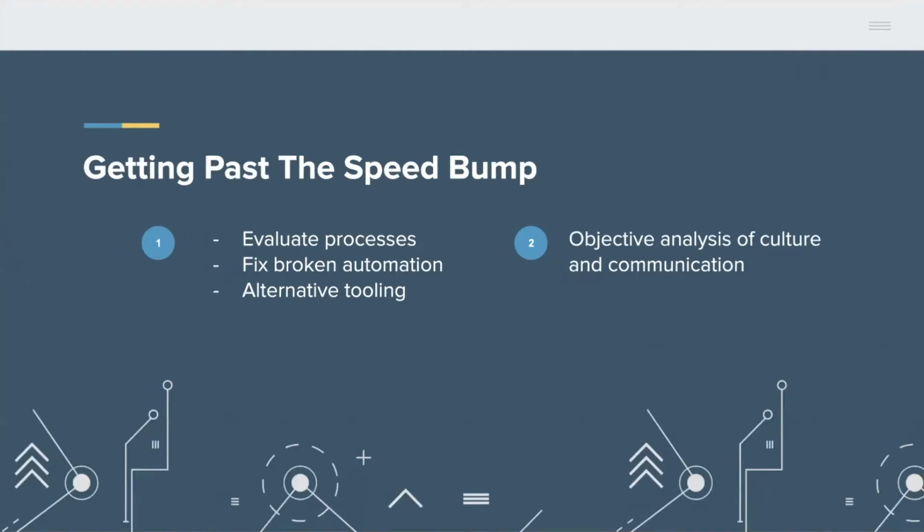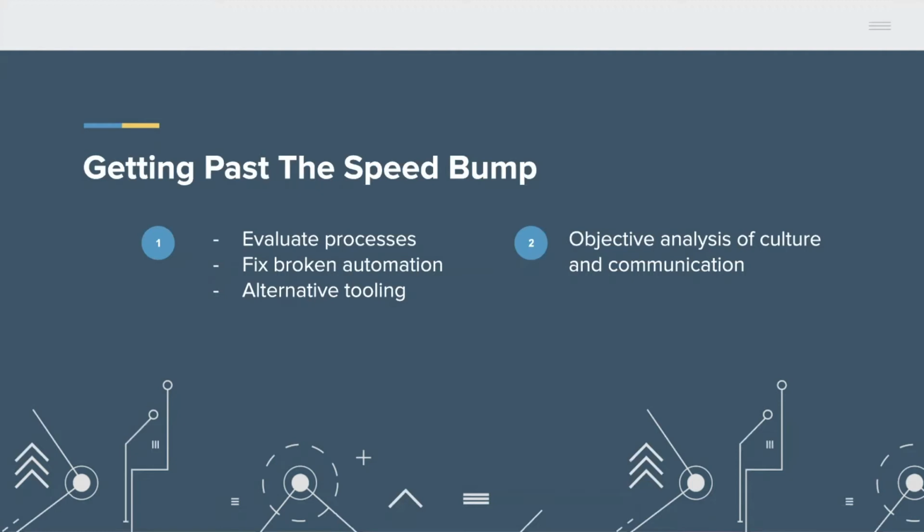The first thing to consider, when you've identified that you have hit a speed bump in your DevOps implementation and you're looking at how you can get past it, is to evaluate process. And this is actually in the opposite order of the previous slide. So we're going to be talking first about the obvious fixes, and then we'll get into the culture and communication aspects, because those are a little bit more complex. And I find that it's better to cover the process, tooling and software side of things first.